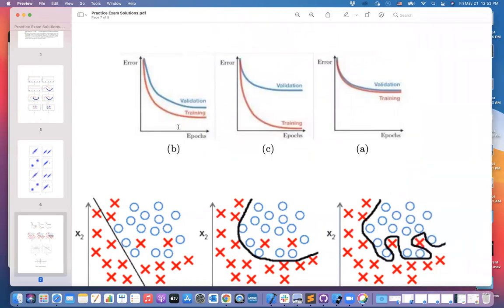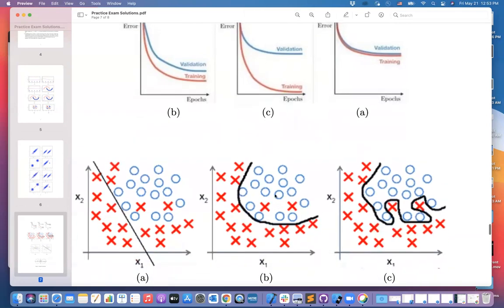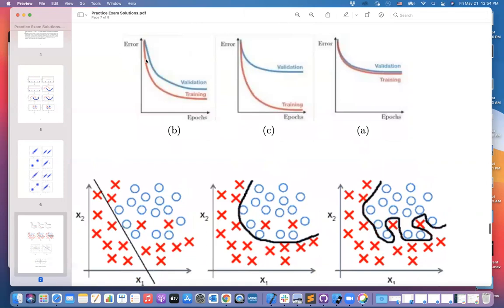So B is where we want to be. That was the good one, right? So this is sort of error, and this is our training thing. So if you recall here, this is sort of the good one. That's where we want to be. Here we have nicely trained it, but we haven't necessarily overfit it.